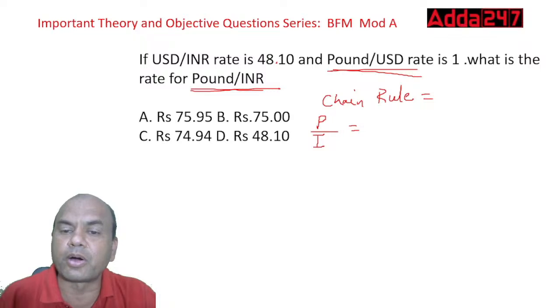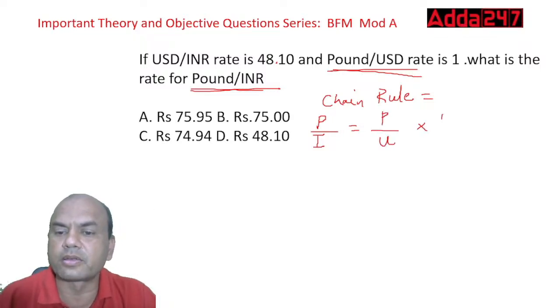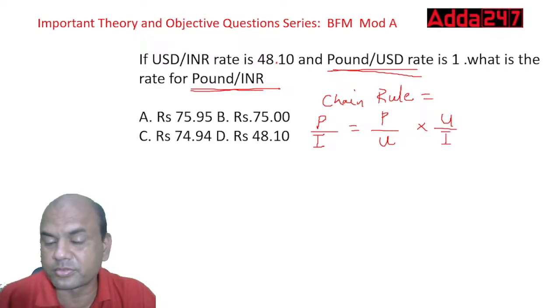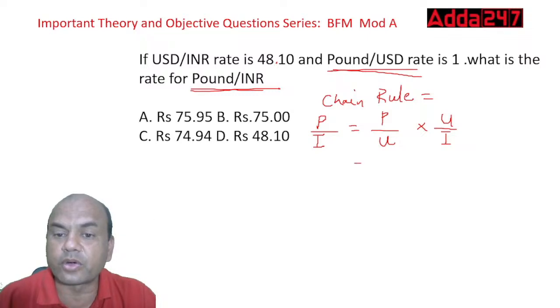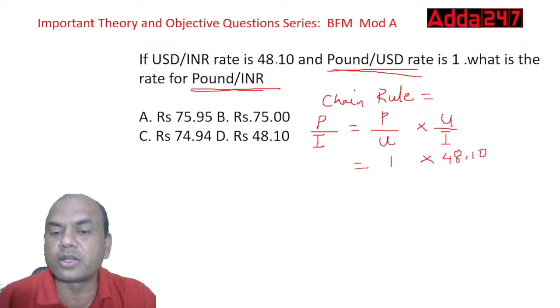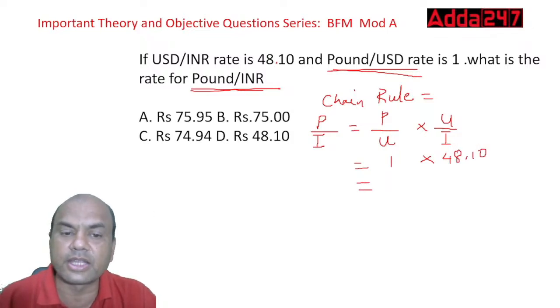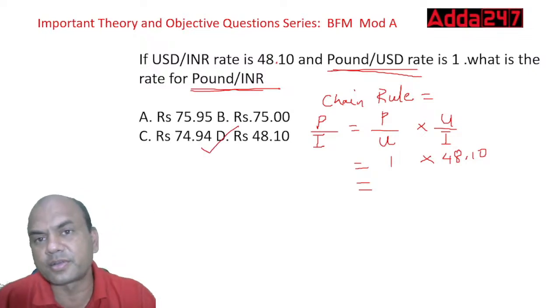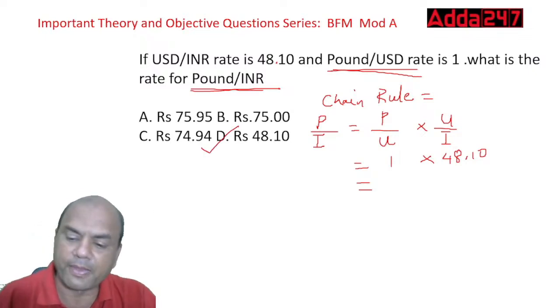So it will be pound to USD into USD to INR. Chain rule, you have studied this in your JAIIB also. So pound to USD rate is 1, so keep it 1 only. USD to INR is 48.10. So your answer will be 1 into 48.10. So D is the answer. Isn't it? Simple one. Next one.